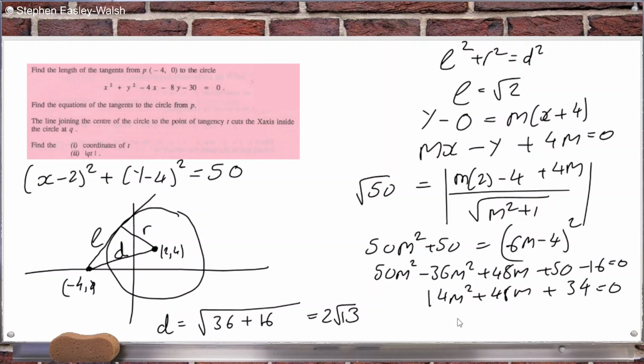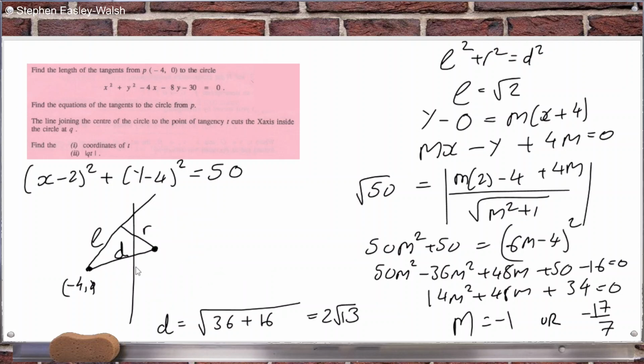So when I solve this, I get 14, 48, and 34. So you get minus 1 or minus 17 over 7. Still not too happy that they're both negative, but at least I didn't get decimally weird answers. Minus 1, minus 17 over 7. Yeah, okay. So if I sub that back in, I can get my two equations.